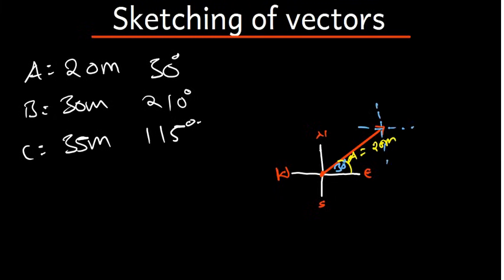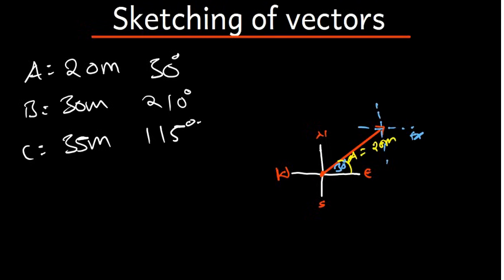So I know that this is my positive X-axis. We know that with vectors, when we're measuring the angles, they all come from the positive X-axis. Okay? Now, this is going to be my vector B. So vector B is 210. So where is 210? Is 210 in the first quadrant? Is 210 in the second quadrant? Is 210 in the third quadrant or fourth quadrant? Okay, 210 is in the third quadrant.